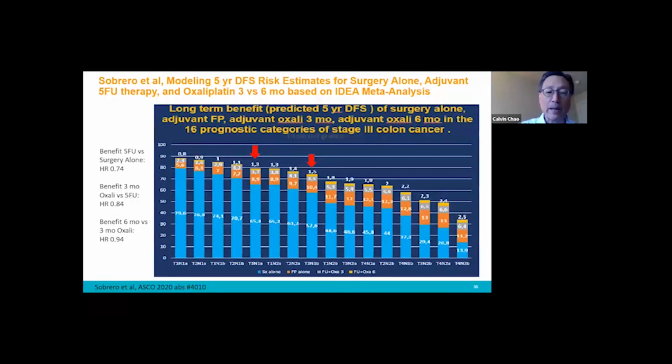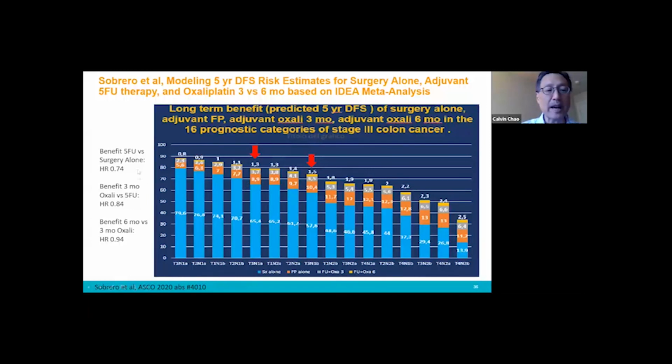I'll start off by pointing out that at ASCO just 2 weeks ago, Alberto Sobrero presented this very interesting analysis of the IDEA cohort of patients, where he would suggest now, based simply on the accurate T stage and N stage, you can actually determine the level of risk for patients. And what they did was some modeling. So remember, IDEA was a study of oxaliplatin 3 months versus oxaliplatin 6 months. It was not a study of surgery alone or 5-FU alone.